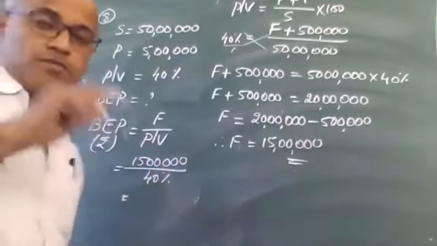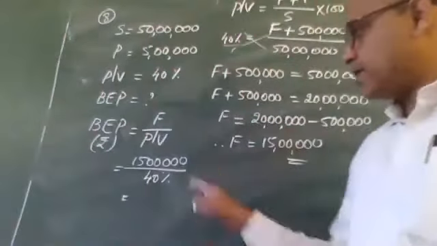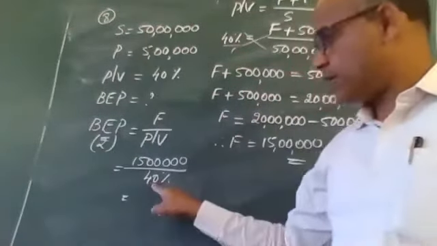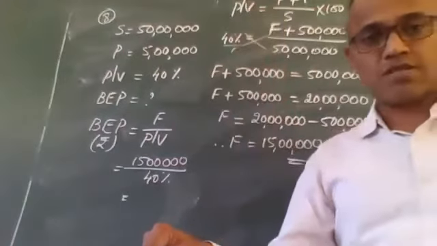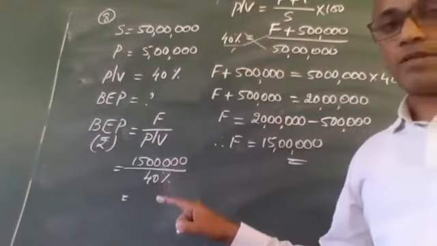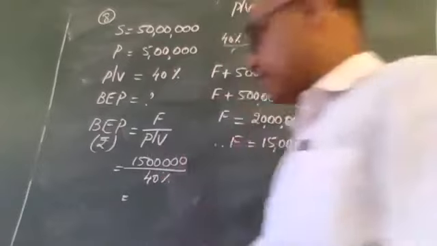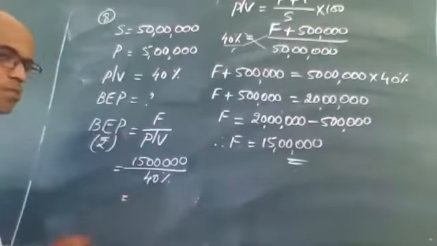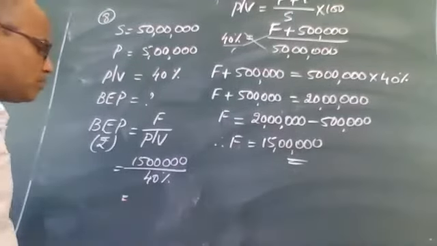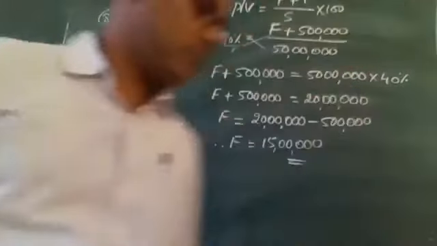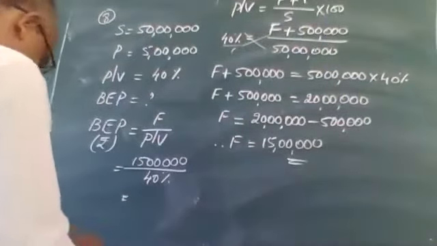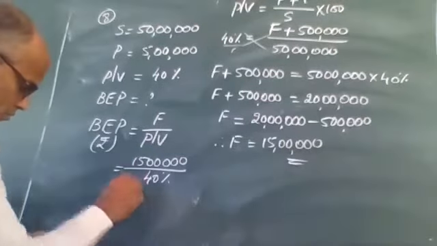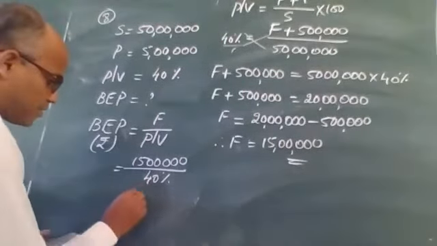So, how do you do this? 15 lakhs in your calculator divided by 40%, not 40 is equal. You should write 40 and press the percentage symbol. So, you will get the answer. It is 15 lakhs divided by 40%. How much is it coming to? Can somebody help me with the answer? This is 37,50,000 as per the book.